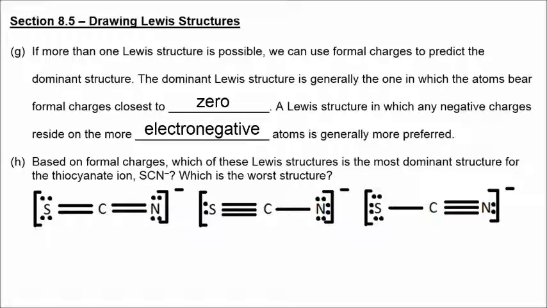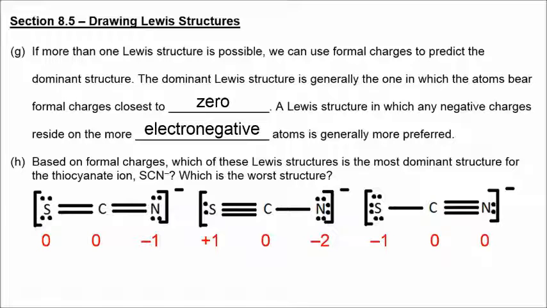So the first structure would be 0, 0, and negative 1. That's, again, 6 minus 6, 4 minus 4, and 5 minus 6. The next structure would be positive 1, 0, and negative 2. That's 6 minus 5, 4 minus 4, and 5 minus 7. And then the final structure would be -1, 0, and 0. Again, that's 6 minus 7, 4 minus 4, and 5 minus 5.